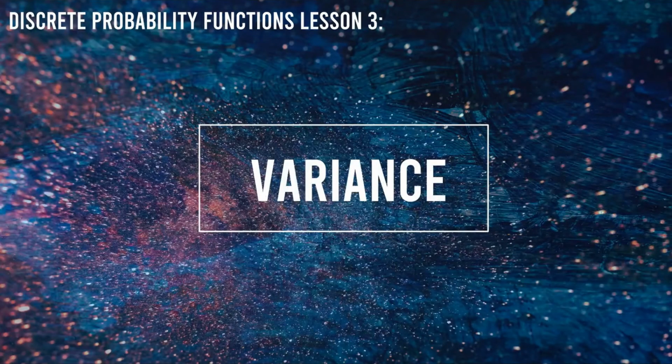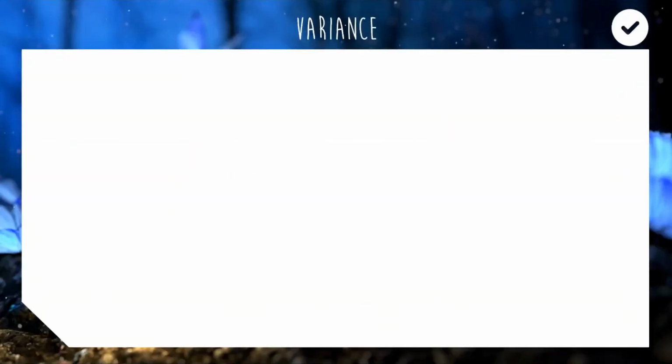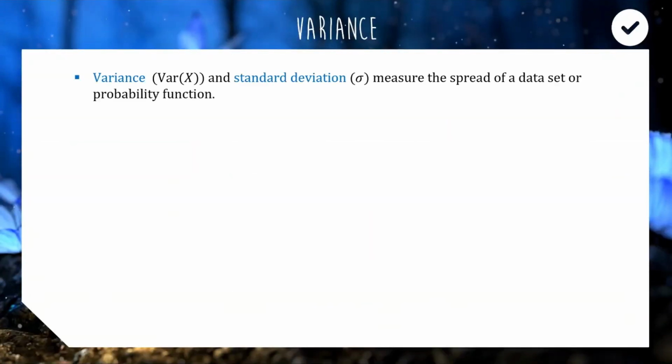All right, for our final lesson in Year 11 Advanced Math, today we are looking at variance. So to start off, let's talk about what variance actually is. Variance, and what it's linked to, which is called standard deviation, are two things that measure the spread of a data set or a probability function.